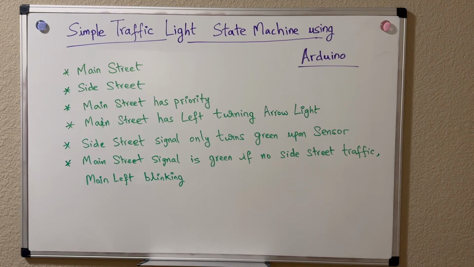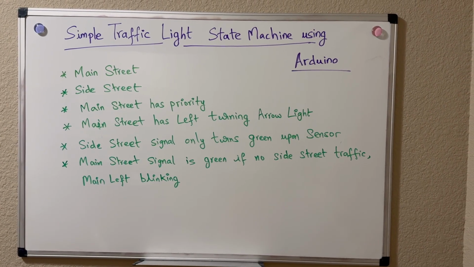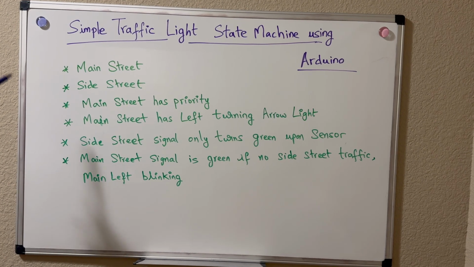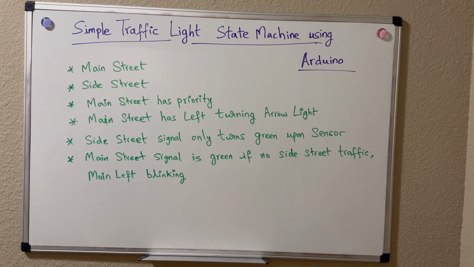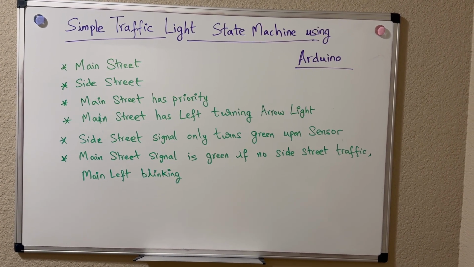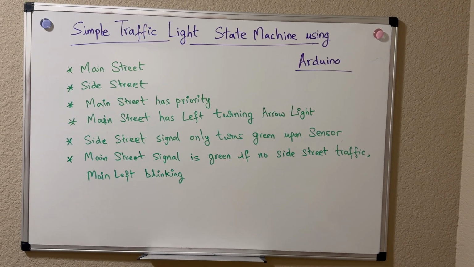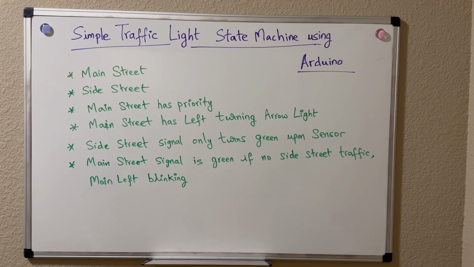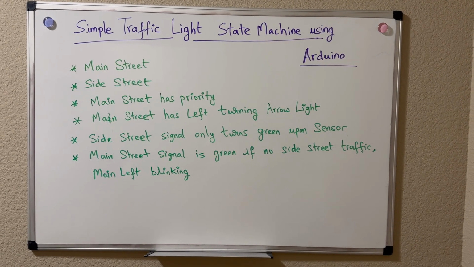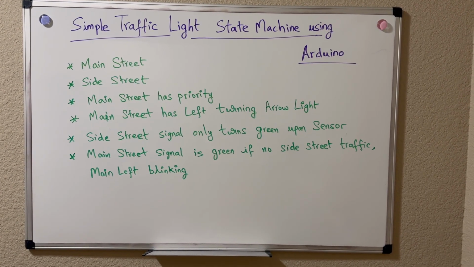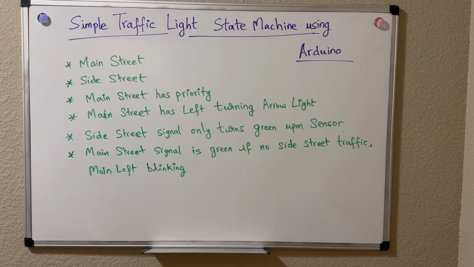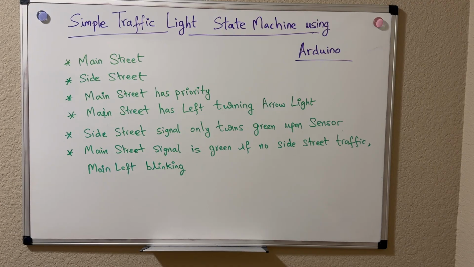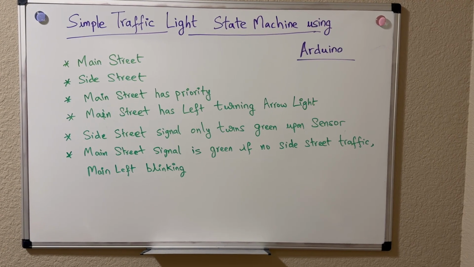left turn light here. So the different parts we're including in this is we just have a simple intersection between what we're calling one main street and then one side street. And so what we are doing here is that the main street will always have priority. So we're attaching, or would attach, a sensor to this to detect when there's actually a car on the side street to change the state. The main street also has a left turning arrow light on it. So that's another element we included here.